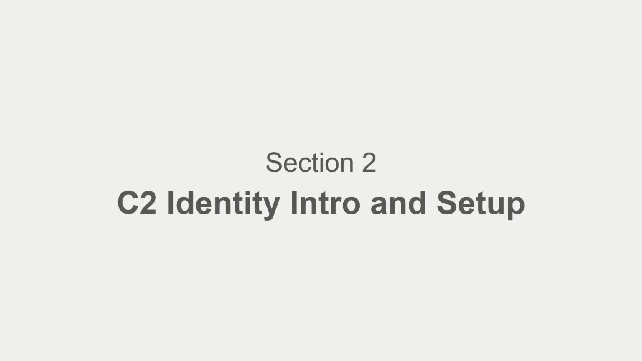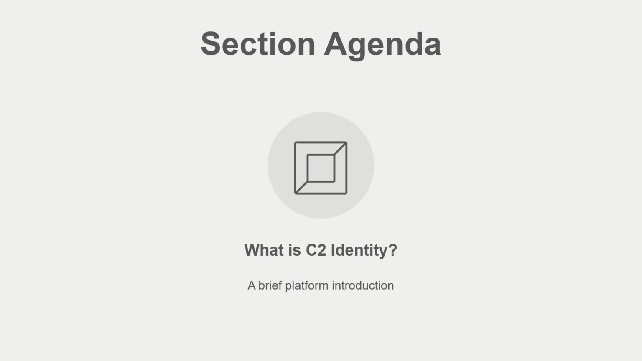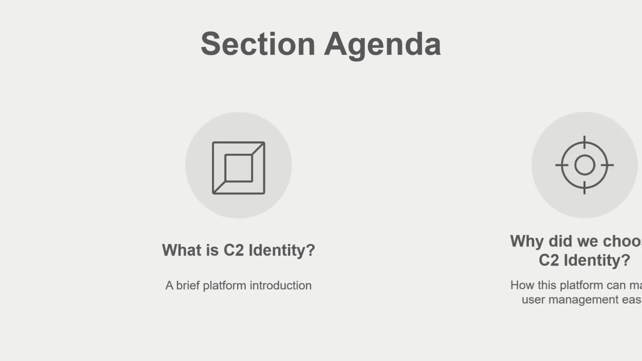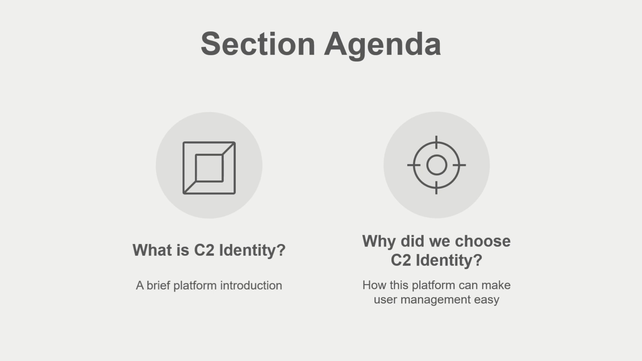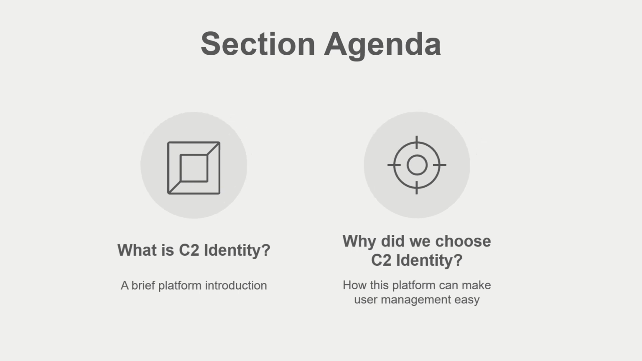Moving on to the next section, we're going to take a look at Synology C2 Identity. We're going to introduce it and also set it up in our demos here. In this section, we're going to first take a look at what C2 Identity is, because it's a fairly new platform and we want to make sure the entire Synology community is familiar with it. We're then going to move into why we chose C2 Identity for our specific deployment, and the main reason why it makes it a lot easier to deal with all your permissions and user credentials by having a centralized identity management platform like Synology C2 Identity.